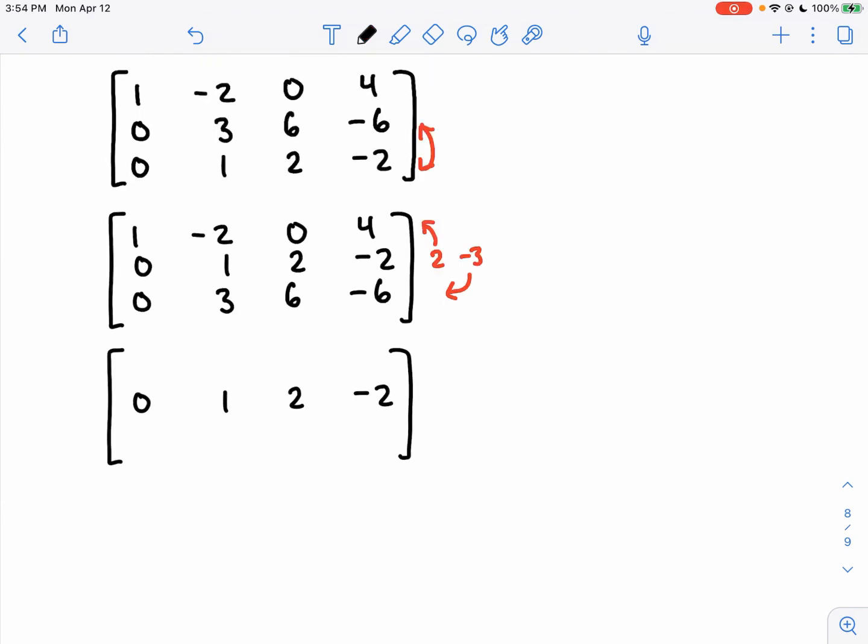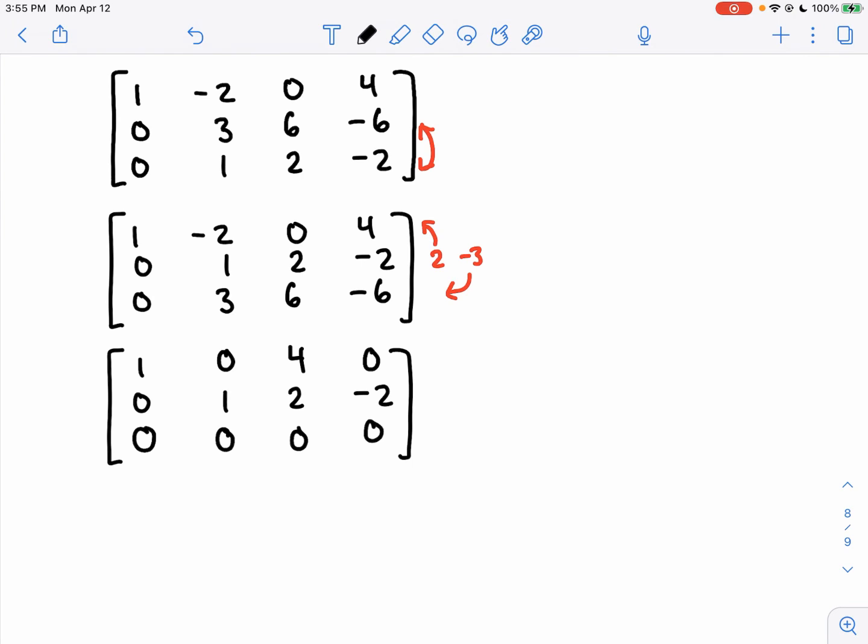Okay, doing the first row operation, double 0 and add it to 1, stays 1. Double 1, add it to -2, becomes 0. Double 2 and add it to 0, gives me a 4 here. And double -2 and add to 4 gives me a 0. Now multiplying by -3, row 2. -3 times row 2, add it to row 3. We're going to do -3 times 0 and add to 0, it stays 0. -3 times 1 and add to 3 will become 0. -3 times 2 is -6, add to 6 becomes 0. And -3 times -2 is 6, and add to -6 also makes 0.